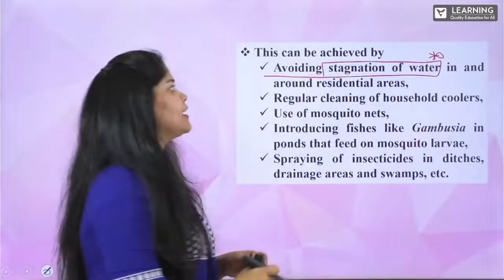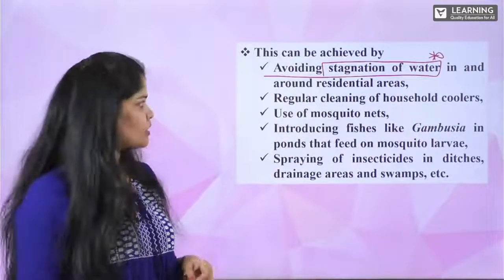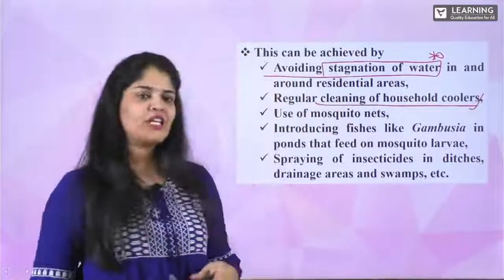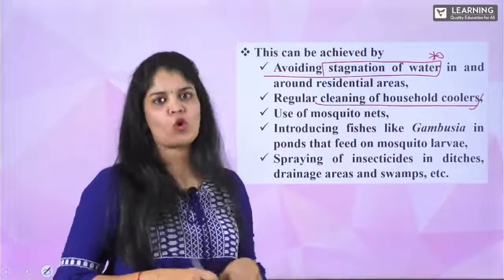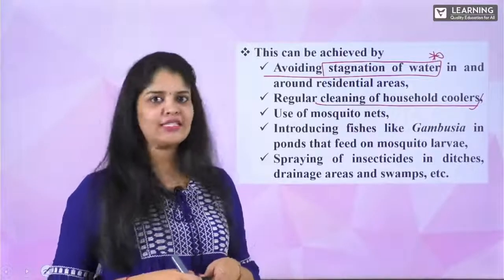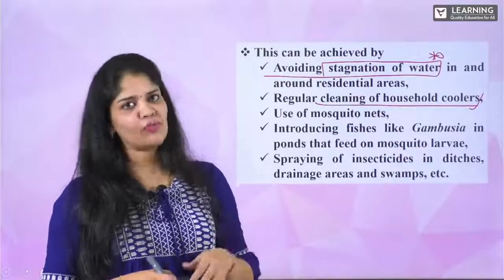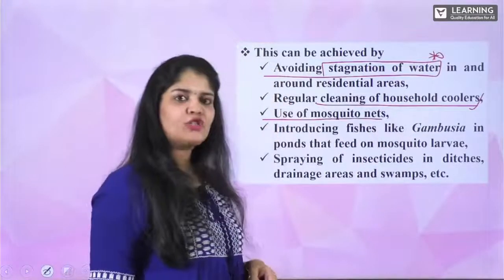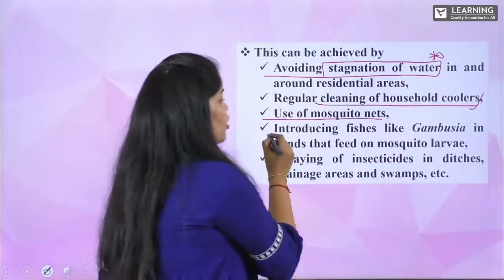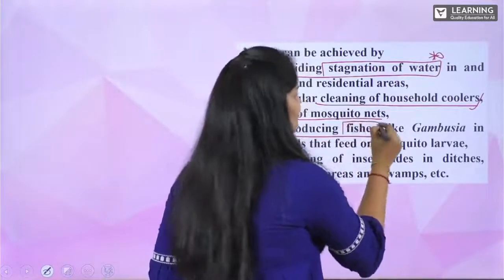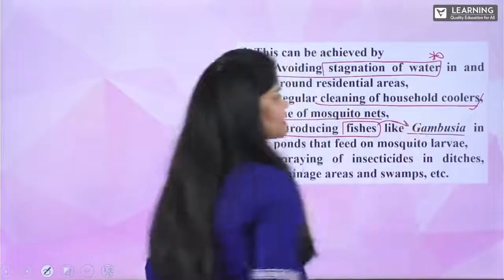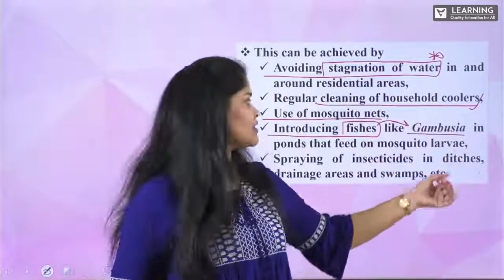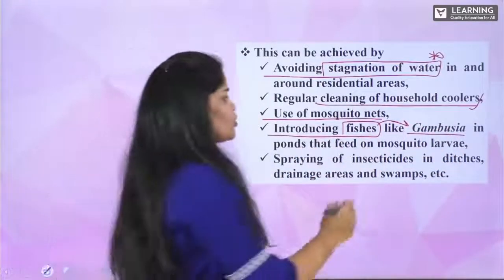Stagnation of water in and around residential areas should be avoided, and also regular cleaning of household coolers, because in the coolers we do find the presence of stagnant water that has to be regularly cleaned up such that we can avoid the mosquitoes coming into the houses. And use mosquito repellents, mosquito nets, and also introduce fishes which feed on the larvae of the mosquito, called gambusia. These are the fishes in the ponds that feed on the mosquito larvae.